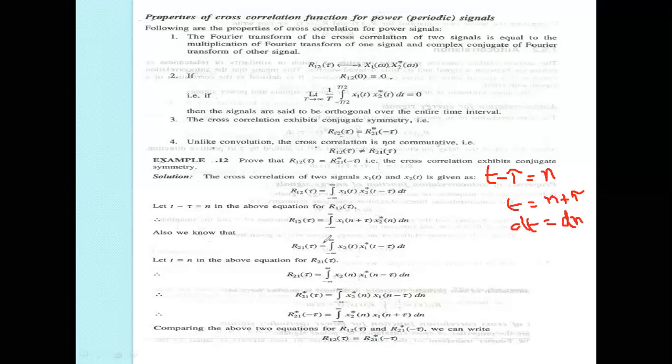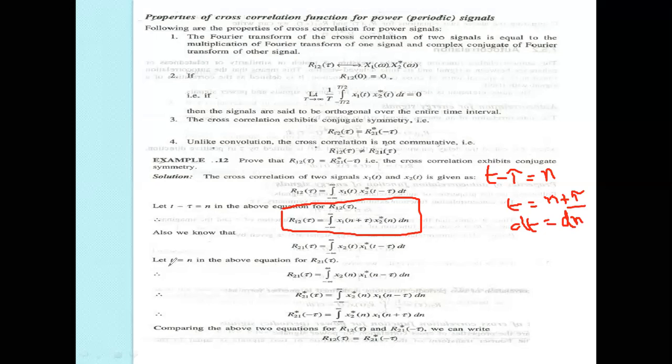And dt is equal to dn, since tau is a constant and we apply the variable change between t and n. So R12 of tau is equal to, now t becomes n plus tau, x2 star of n, since t minus tau becomes n, and dt is dn, the modified equation. Also we know the other equation, R21 of tau, the integral from minus infinity to infinity, interchanging the two functions: x1 becomes x2, and x2 star becomes x1 star of t minus tau.